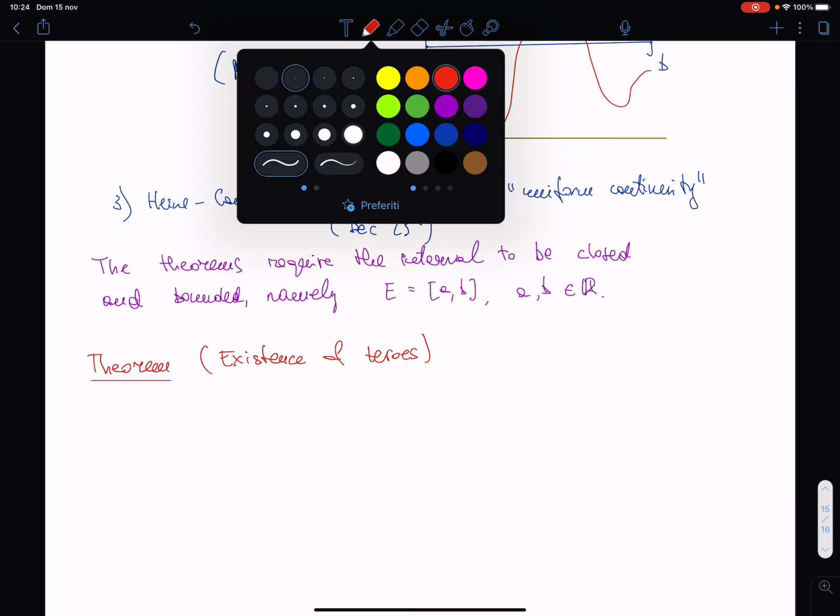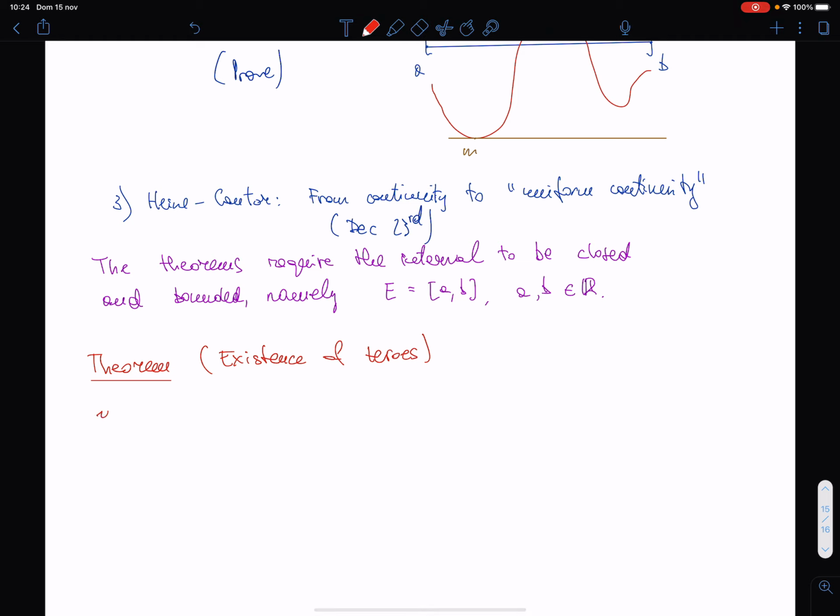The statement of the theorem is: let A and B be two real numbers with A less than B, and the function f from the closed and bounded interval AB to R. This has to be continuous on the whole interval AB.